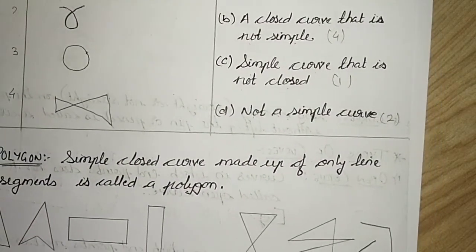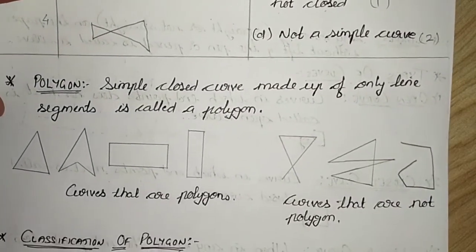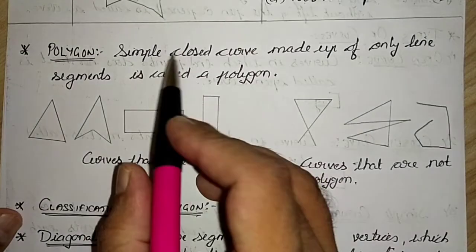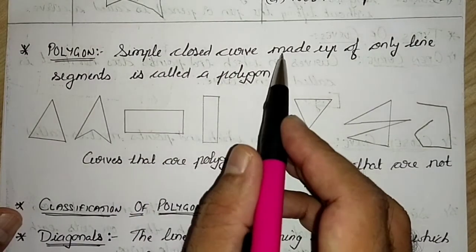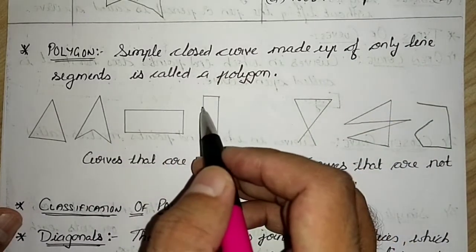Hope you have understood about the types of curves. If not, please go through it once more. Now we are taking the next topic, that is polygon. The definition of polygon is: a simple closed curve made up of only line segments is called a polygon.